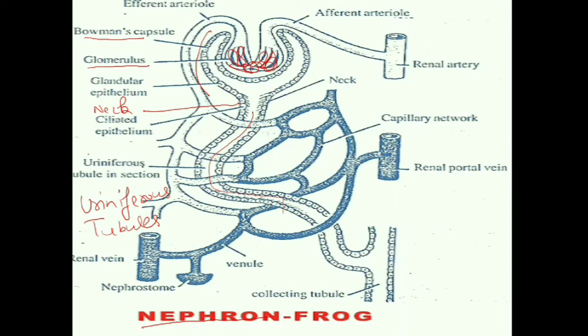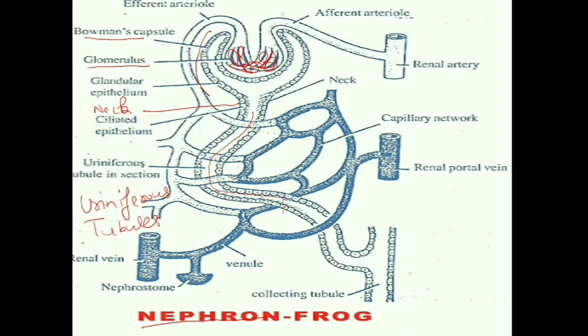Just like other vertebrate kidneys, the nephron is the filtration unit of the kidney. It is there to filter the blood, and you can see over here a nephron is getting blood supply through 2 blood vessels in frog. One you could see over here is the renal artery, on the right hand side.